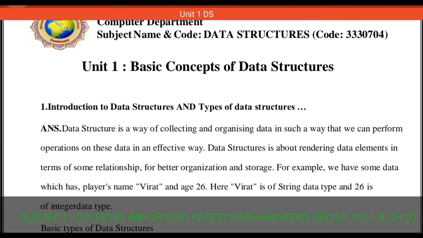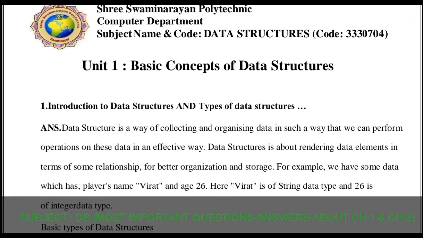So here the answer is that a data structure is a way of collecting and organizing data in such a way that we can perform operations on this data in an effective way. Data structure is about arranging data elements in terms of some relationship for better organization and storage. For example, we have some data which has a player's name, Virat, age 26. So here Virat is a string data type, and 26 is the integer data type.